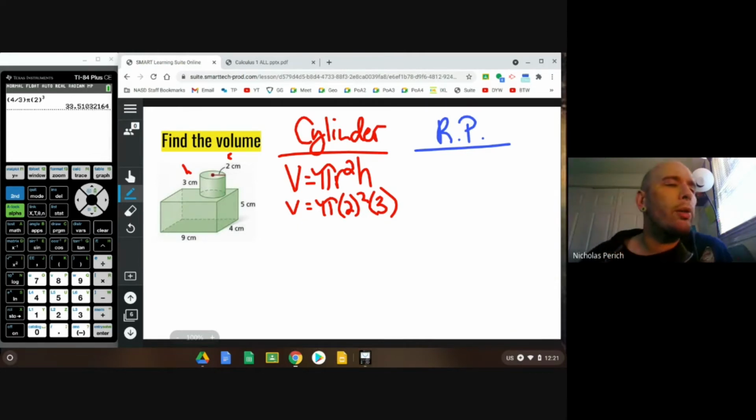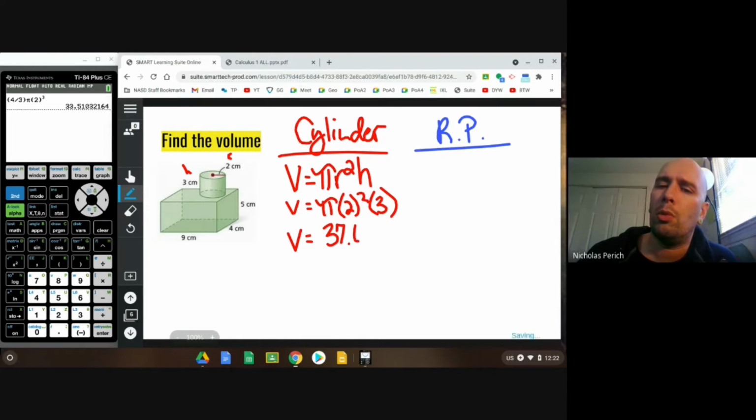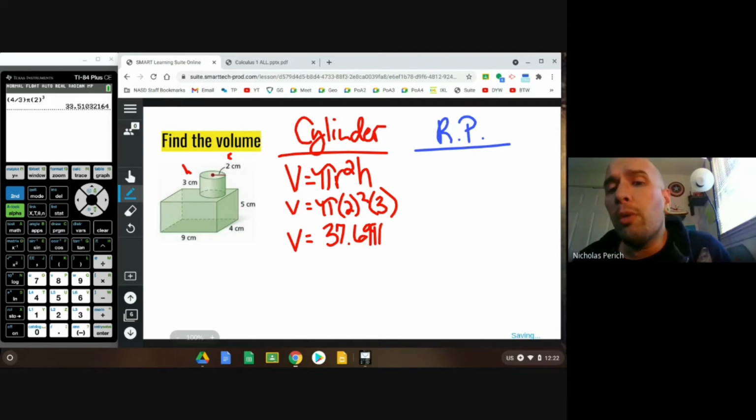Pi times 2 squared times 3. I forgot the 2. What is pi times 2 squared times 3? The answer is approximately 37.6991. That's the volume of a cylinder.